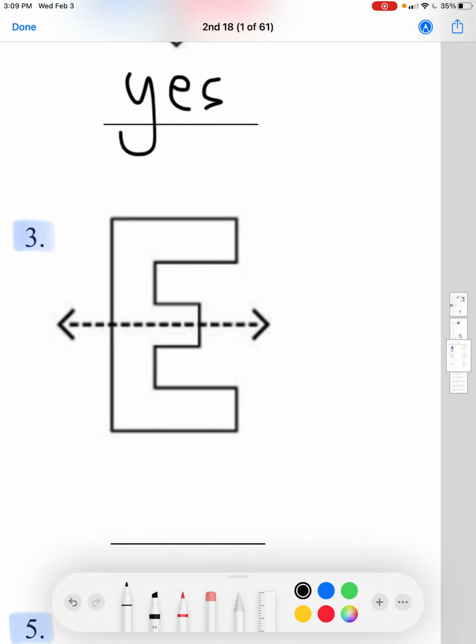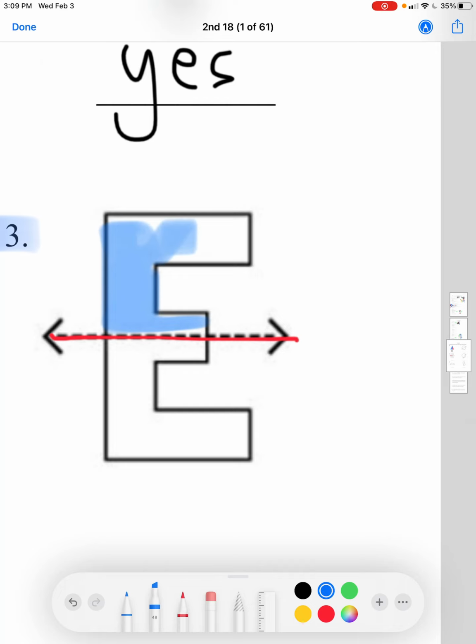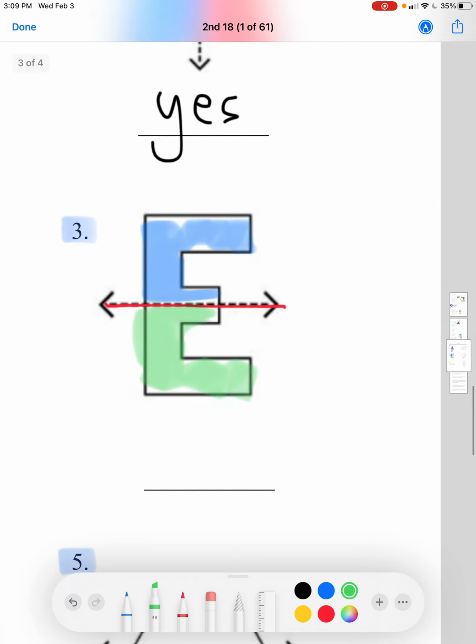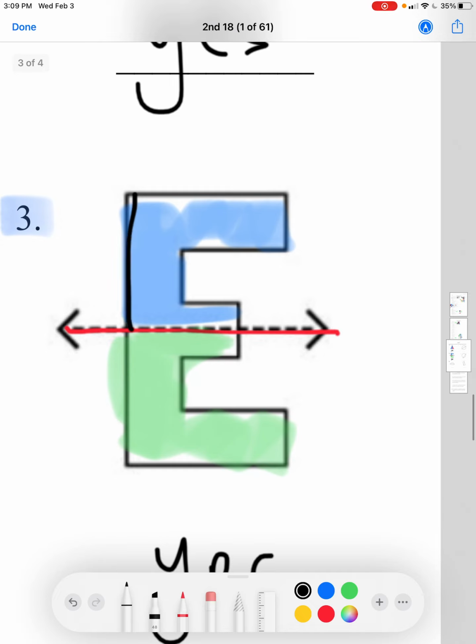Let's go over number 3. We have this E, and we have to tell if this line right here is a line of symmetry or not. So let's look at the top and compare it with the bottom of the line. Right here, we have to tell if this part is actually the same as this part, just flipped. Because this line goes exactly through the middle of the E and the top and the bottom are the same, this line is a line of symmetry. This also means that if you draw this top part right here, but mirror it on the bottom, you're going to get this exact same shape.